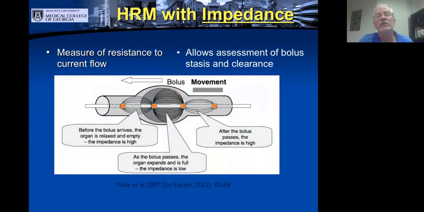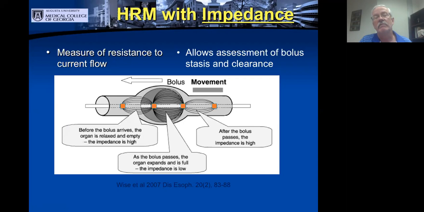Impedance was added a few years later. Impedance is, just like we learned in physics many years ago, a measure of electrical resistance to flow. If the esophagus or a tube collapses, impedance is high. If it opens, impedance drops. So when you test impedance, you usually swallow a salty solution. And so as the bolus comes and the esophagus opens, the impedance drops, it becomes lower. And then behind the bolus, the esophagus and pharynx would contract, and impedance would then elevate.